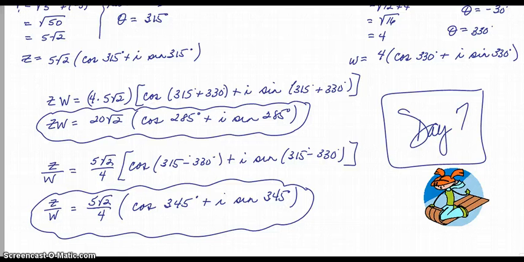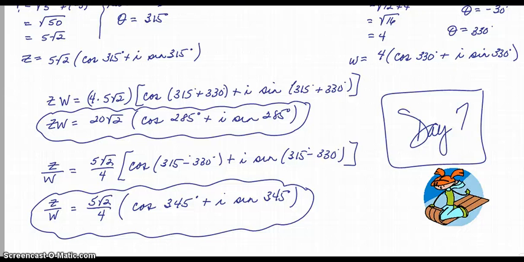We need to multiply our r values together, so we would have 5 square root of 2 times 4, and then we have that times the quantity of the cosine, and now we're going to add our angle measures together. So the cosine of 315 plus 330 degrees plus i sine of 315 plus 330 degrees. So that would give us 20 square root of 2 times the cosine of 645 degrees plus i sine of 645 degrees. But that's unacceptable because remember, theta has to fall between 0 and 360 degrees.